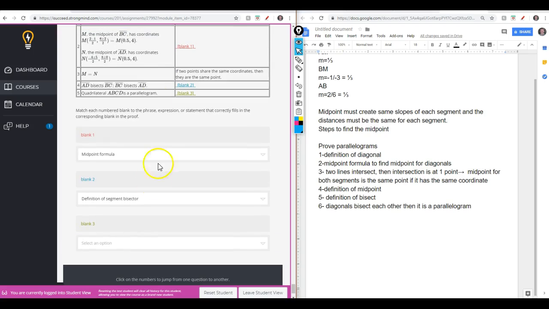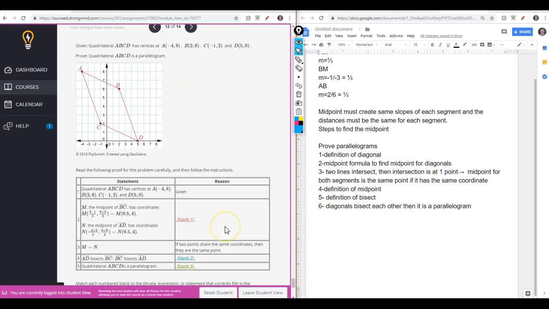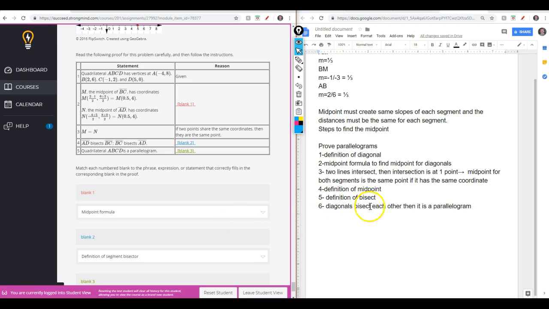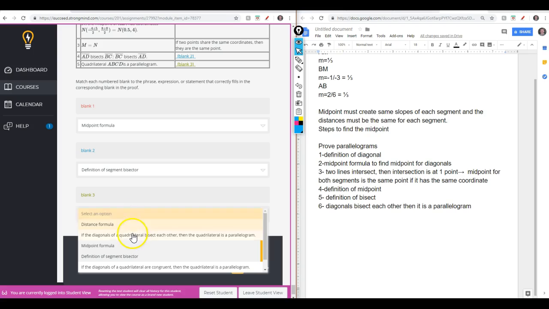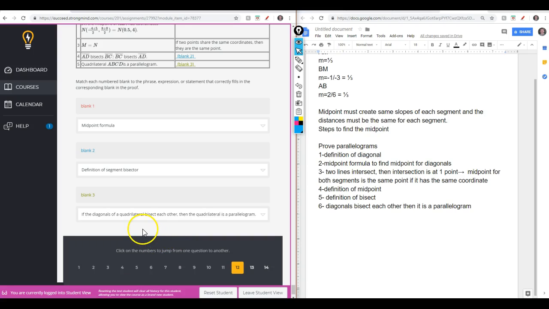And blank 3, quadrilateral ABCD is a parallelogram because this was in a red box in concept C. If the diagonals bisect each other, then it is a parallelogram. So if the diagonals of a quadrilateral bisect each other, then the quadrilateral is a parallelogram. That is what we were using, and notice this says bisect each other. That's what it was using in our statements up there as well.